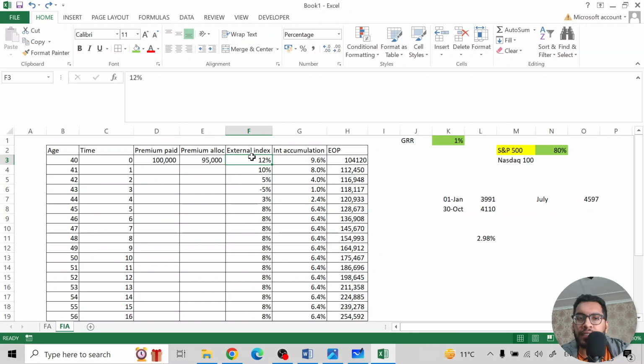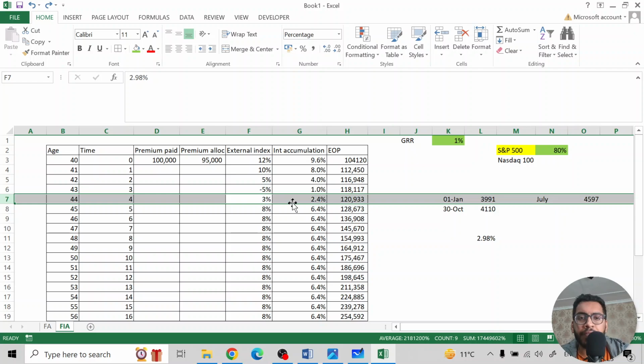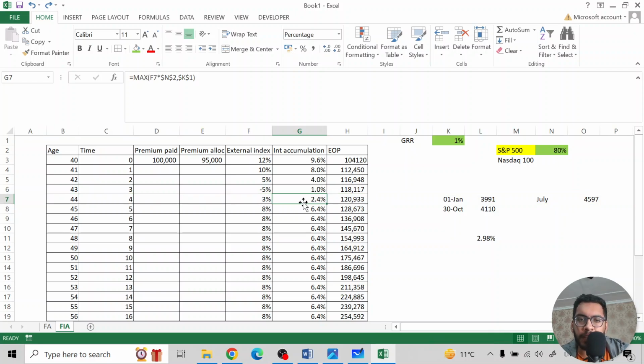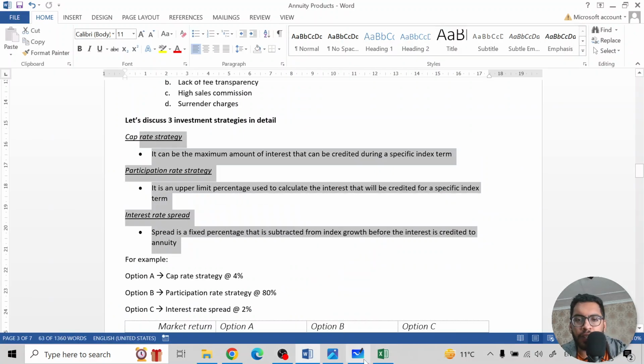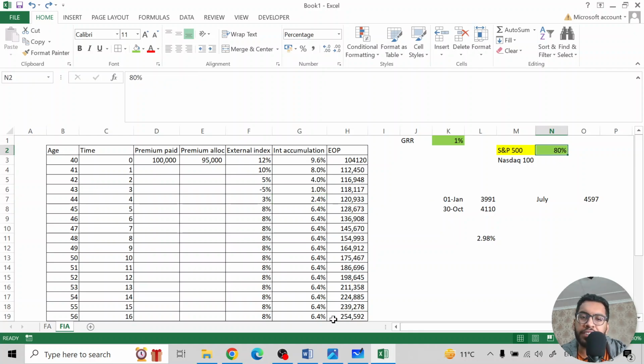For example, in this case, 12% is the return generated by the index. The insurer will accumulate 10%. If the 10% is generated by the index, the insurer will give you 8%. If the return generated by the index is 3%, the interest accumulation will be 1%. So every single time 2% will be deducted, it will be a part of the interest rate spread. That is what we are trying to say. So these are the three different strategies that can exist. In our example, we use the participation rate strategy.